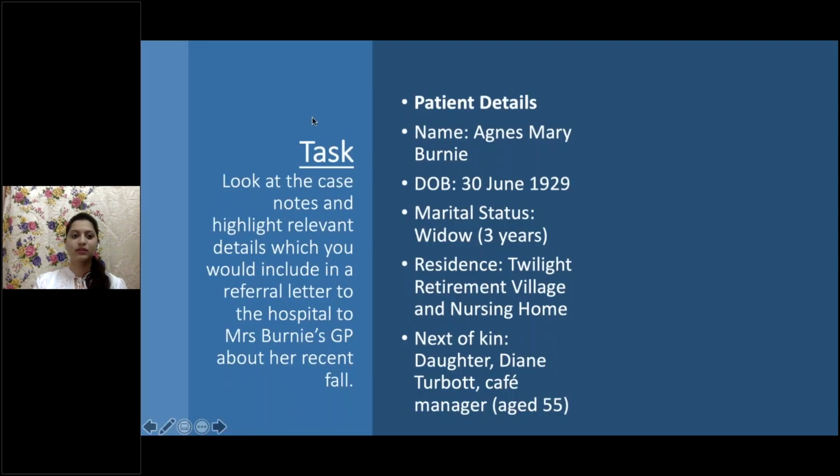So here is another tiny task. Look at the case notes and highlight relevant details which you would include in a referral letter to the hospital of Mrs. Bernie's GP about her recent fall. So here's what I want you to do. There are the case notes here. What do you think should be written in this first paragraph, the introductory paragraph, as I mentioned? And what do you think needs to be omitted? I'll give you 30 seconds.